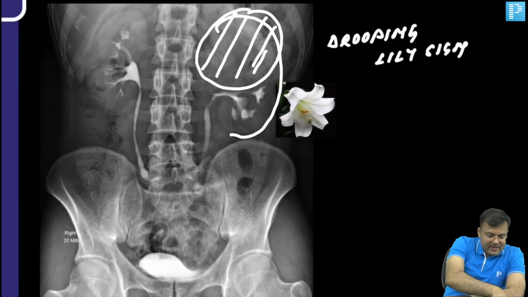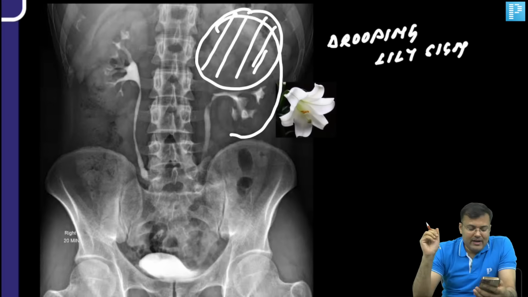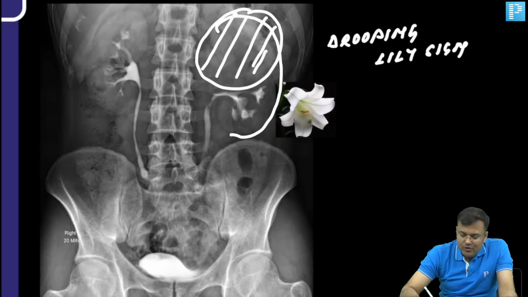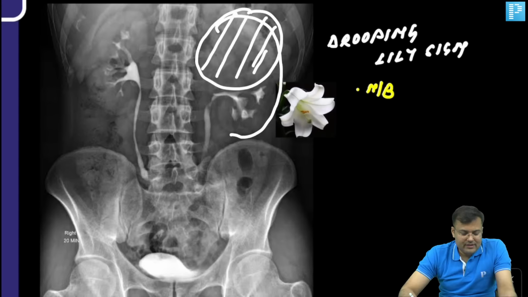I am waiting for your reply, guys. In which conditions you are going to find this drooping lily? Ronak, Dr. J. Rupa, very good. Lone Bilal, correct. First, neuroblastoma. Tell me another one. Hydronephrosis, very good.